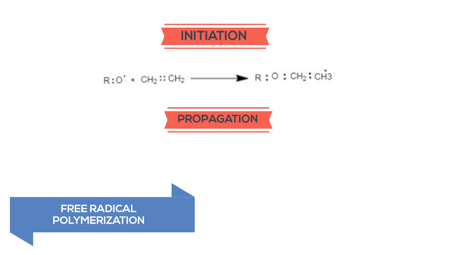The next step is the propagation of the chain, which usually proceeds rapidly. The reaction terminates when two radicals meet through the process of ordinary random collisions.